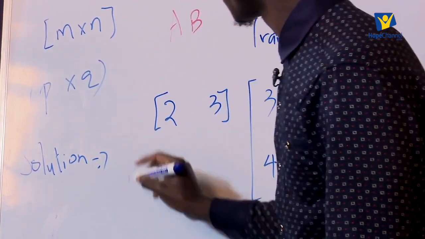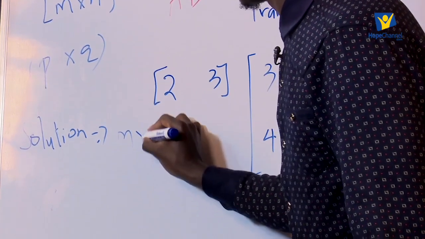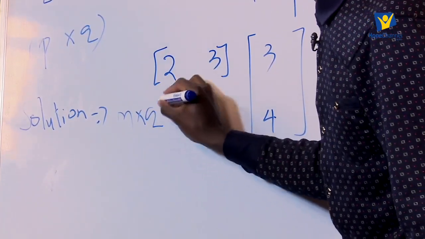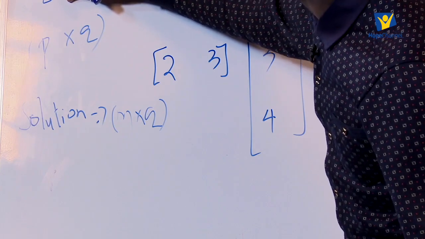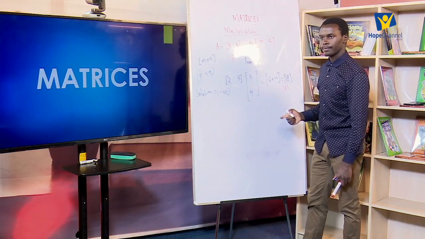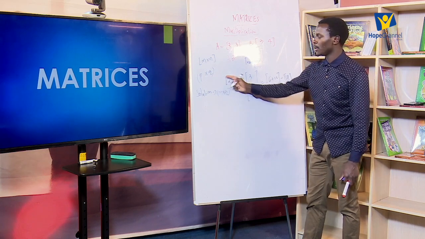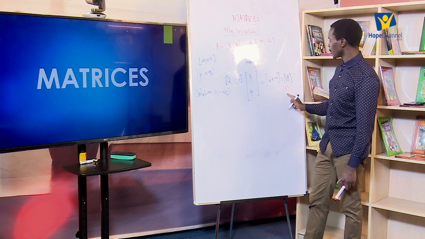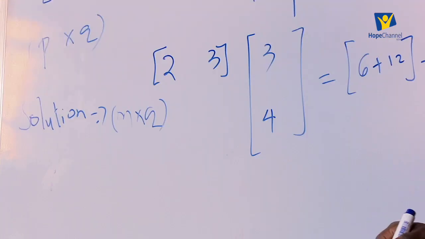The solution matrix will have an order of m by q, the number of rows of the first one and the number of columns of the second one. Let's see. This one has one row, and this one also has one column. So that's why we're saying a 1 by 1 matrix.